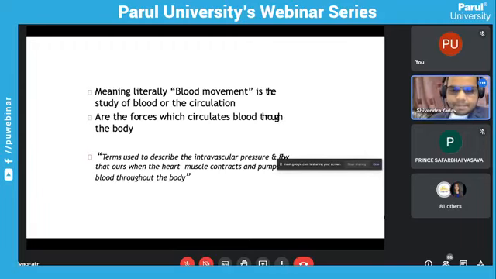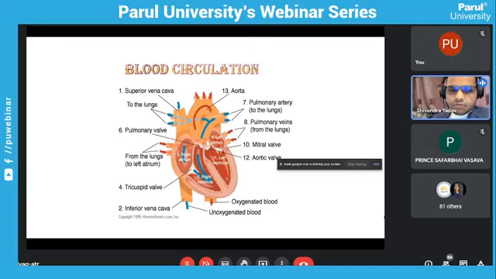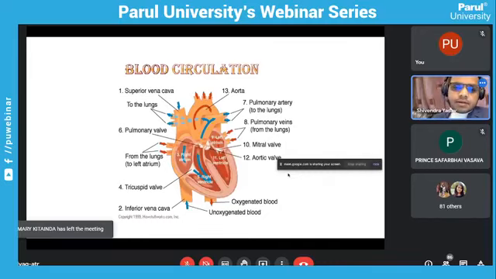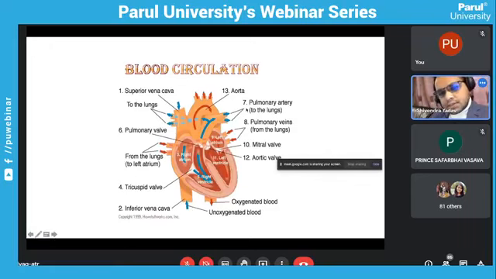Then I'll just go through briefly the normal blood circulation. In our heart, there are two types of circulation: one is pulmonic circulation, one is systemic circulation. In pulmonic circulation, all the unoxygenated blood is collected and comes through the superior vena cava and inferior vena cava to the right atrium, then goes to the right ventricle and to the pulmonary artery, and then goes to the lungs and there it gets purified.